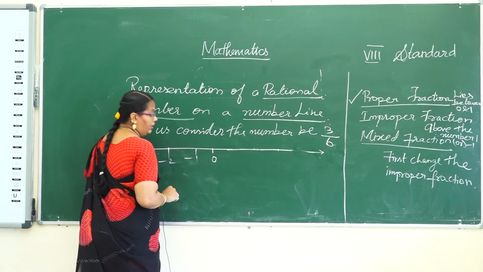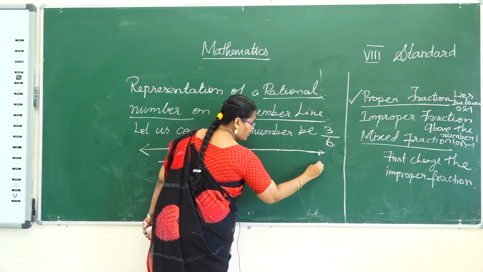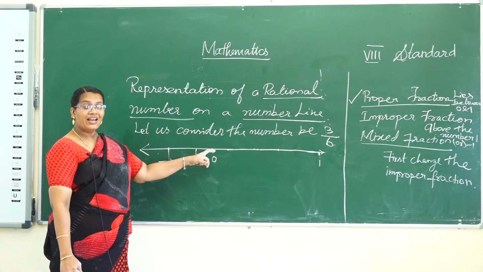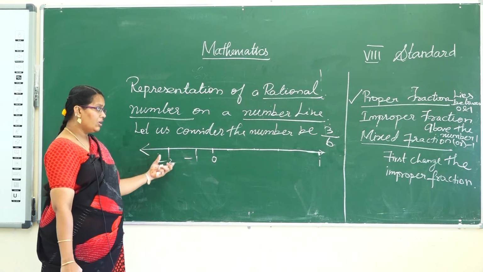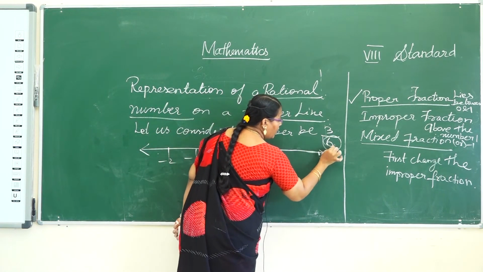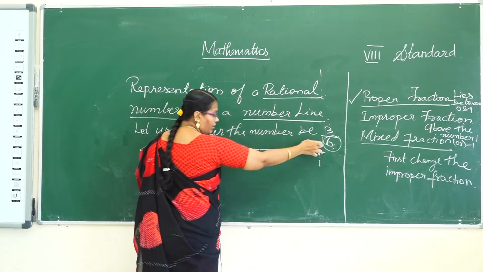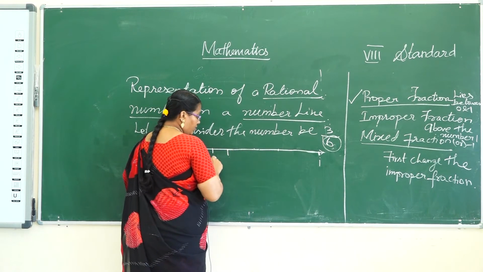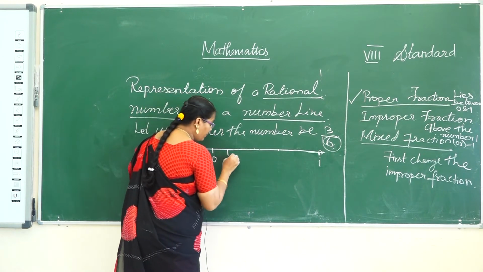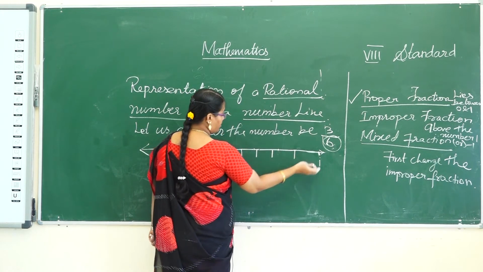In this place put 1. We need not put other numbers, because what is the condition for the proper fraction? It should lie between 0 and 1 only. So, other numbers need not be put on the number line. Now divide by the denominator, 6 equal parts. So, the denominator is 6. The number line between 0 and 1 is divided into 6 equal parts: 1, 2, 3, 4, 5 and 6.